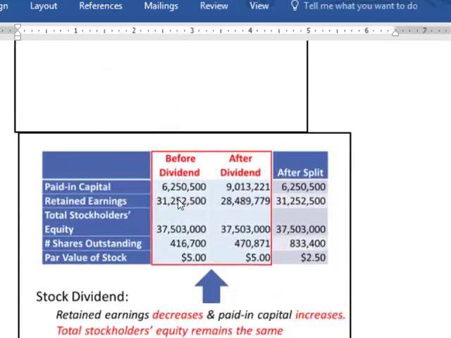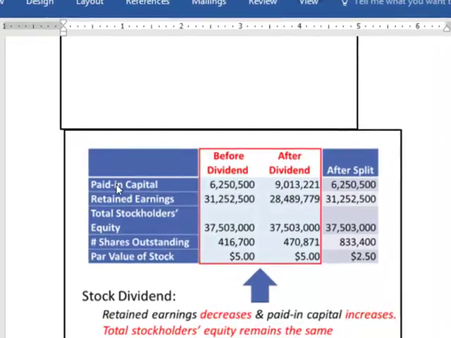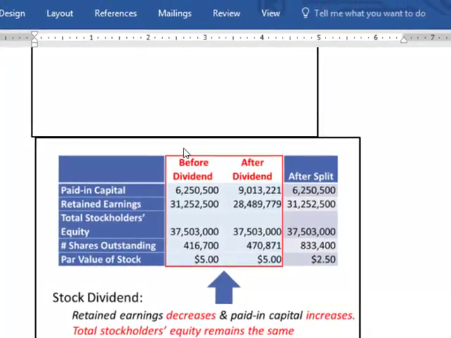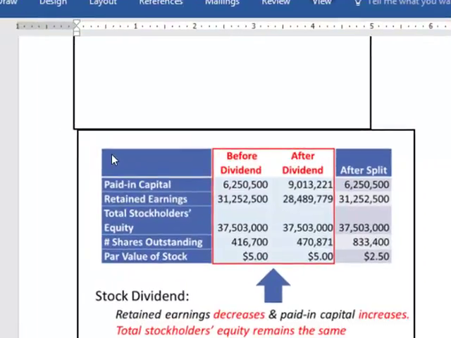Finally, let's go down and take a look at the impact on stockholders' equity and the number of shares outstanding from this stock dividend. Here are all the figures before the stock dividend. Here are the numbers after the stock dividend. So we're just focusing on the figures in the red box. And what I want you to notice is that the total dollar amount of stockholders' equity stayed exactly the same. So all we're doing is shifting money out of retained earnings and into paid-in capital.